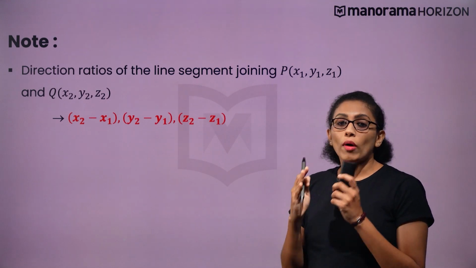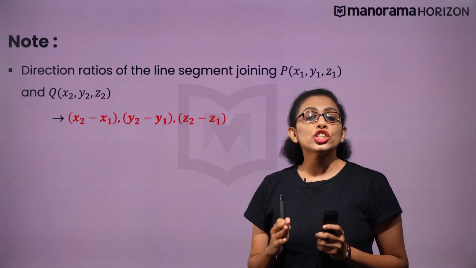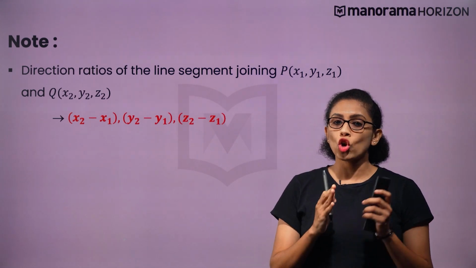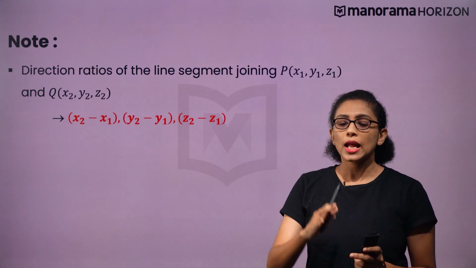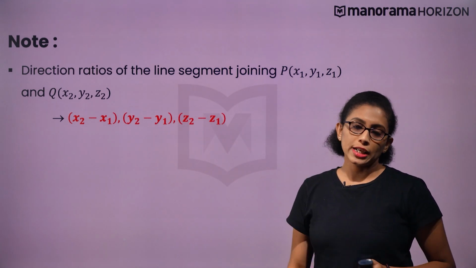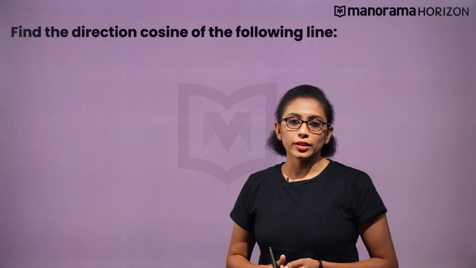Here, one more thing we have to note is that X2 minus X1, Y2 minus Y1, Z2 minus Z1, these are the direction ratios of the line segment joining P and Q with the coordinates X1, Y1, Z1 and X2, Y2, Z2. Let us discuss some examples to understand the concept more clearly.